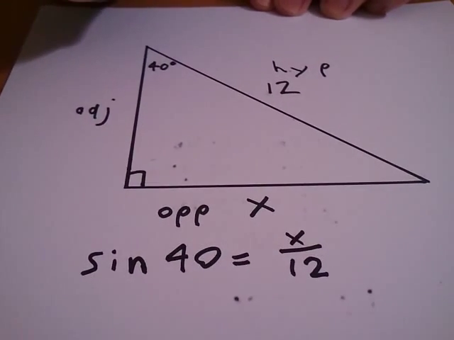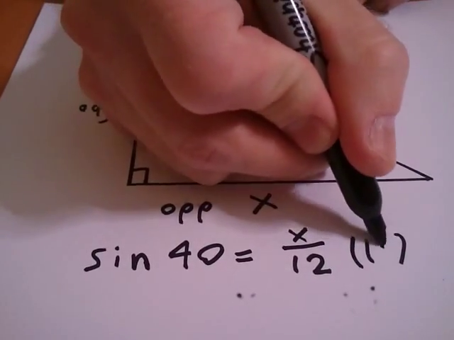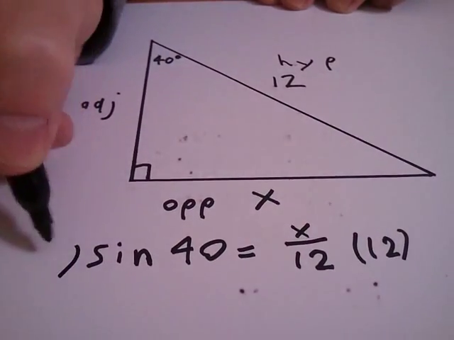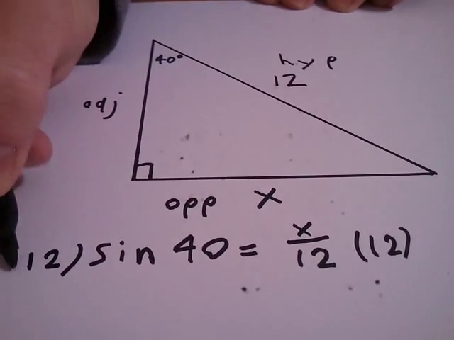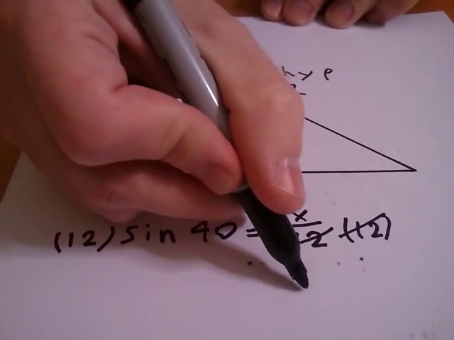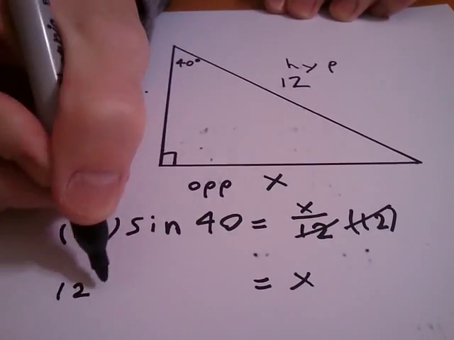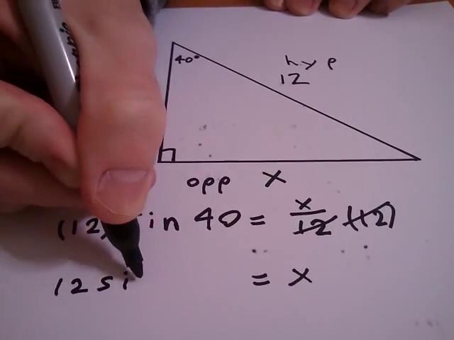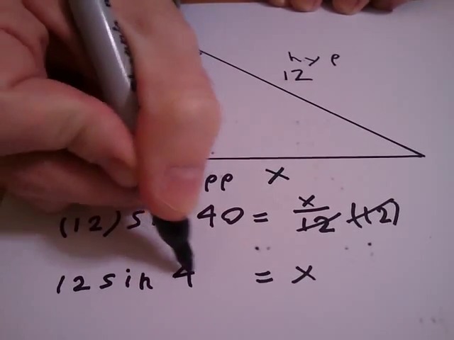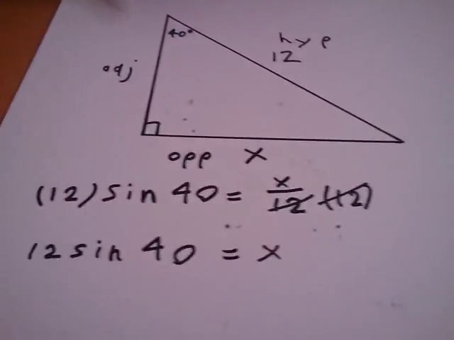Next step, get out that 12. We got to do it on both sides to keep it even. Cancels out over here. We're left with x equaling 12 times the sine of 40, and that's pretty much it.